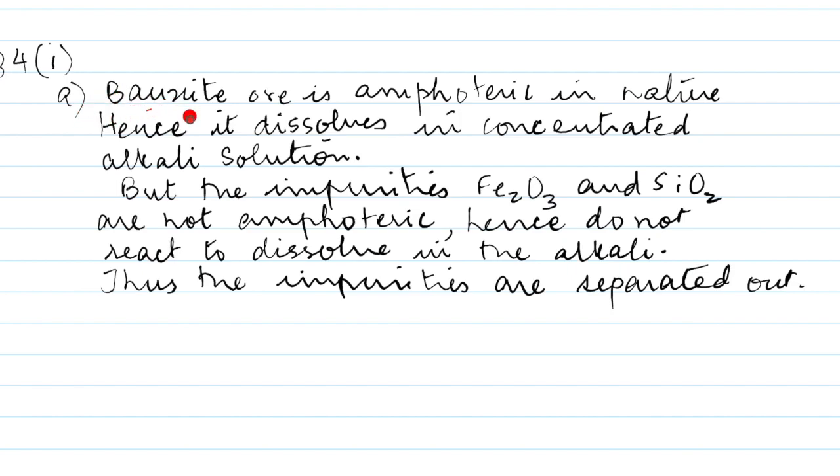Okay, so our A answer, we write bauxite ore is amphoteric in nature and therefore it dissolves in concentrated alkali solution. But the impurities Fe2O3 and SiO2, they are not amphoteric, so they do not dissolve in the alkali and therefore they can be separated out, and that's how we can concentrate the ore.